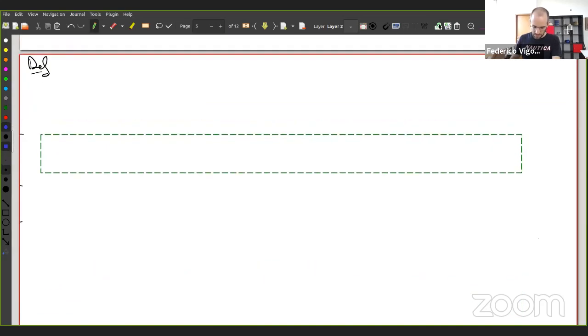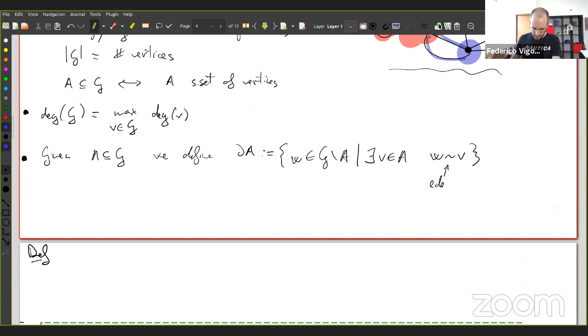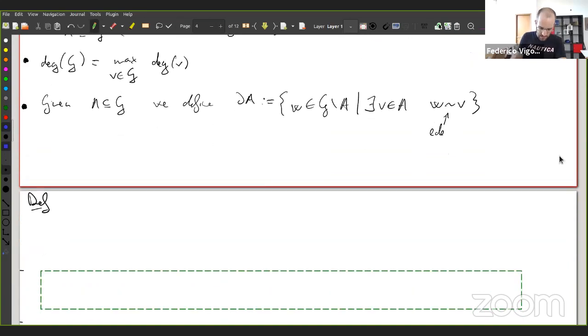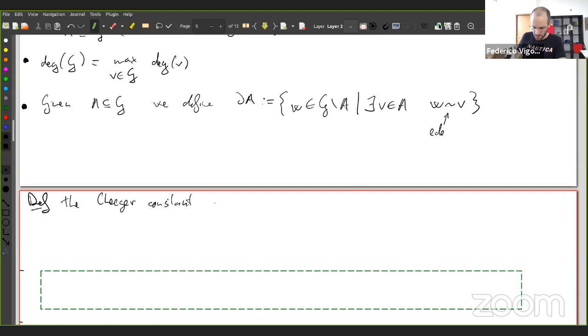And now, maybe I can start like this. I can start giving a real definition, and it is the definition of the Cheeger constant of a graph. The Cheeger constant of G is defined as, well, it's a number, and it is the minimum.